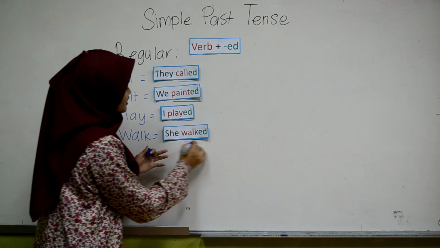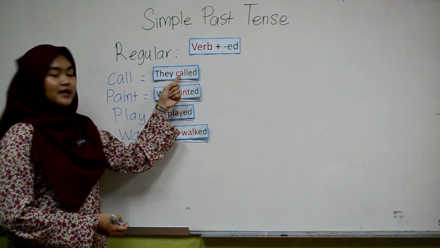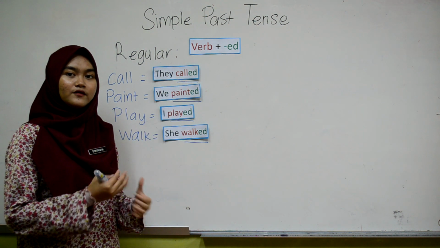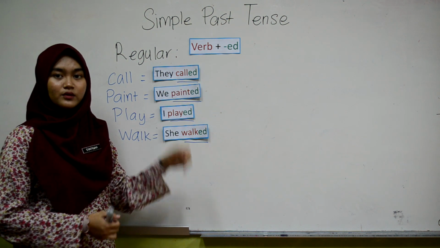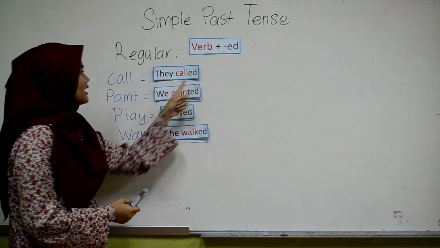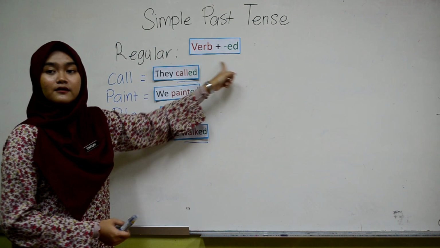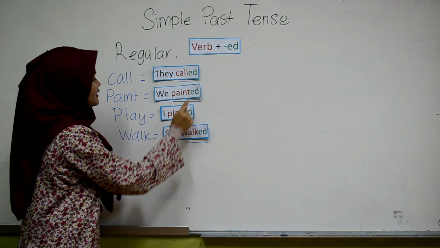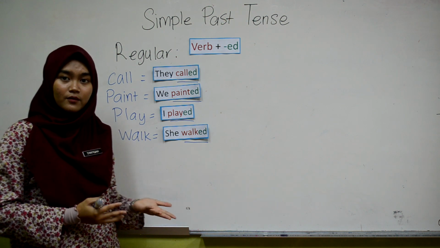So it becomes walked. As you can see here, all the verbs in red font have ed added at the end of the word. It shows that the action, the verb, is done in the past. That's why they have ed, because it is already in simple past tense form. So after you have added ed at the back, it is in past tense form.